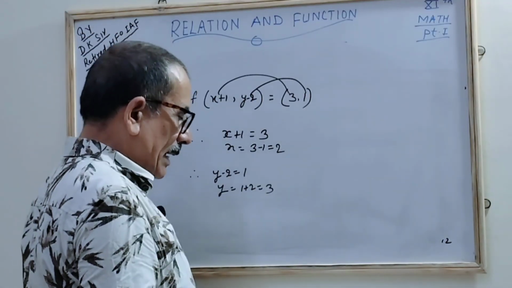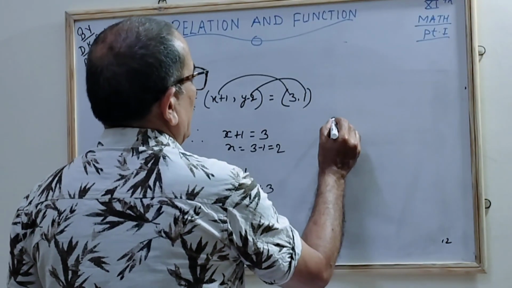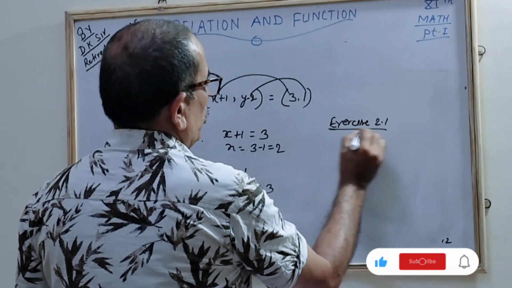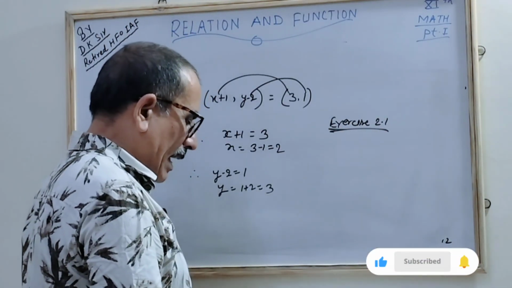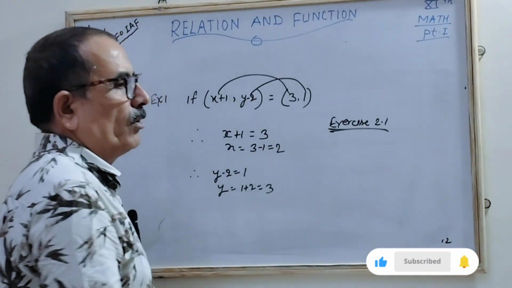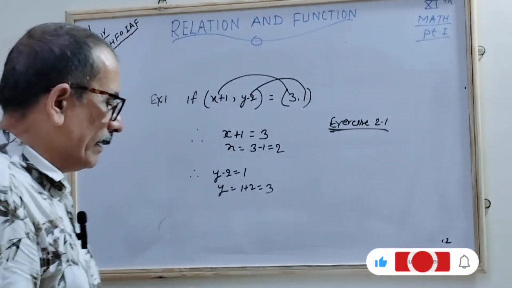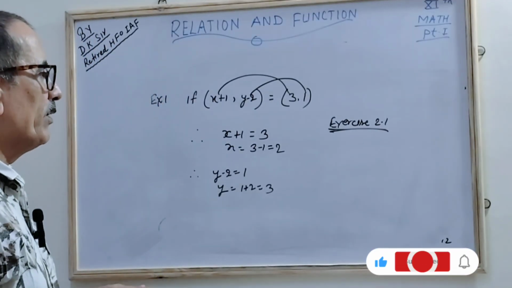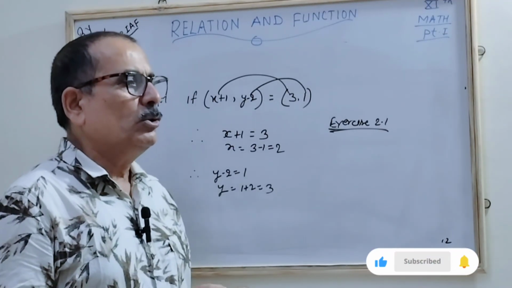The exercise 2.1: you can do it with the information I have given. You can do the exercise. Today I am concluding. You complete exercise 2.1. In the next class I will brief you. Then you do exercise 2.1.